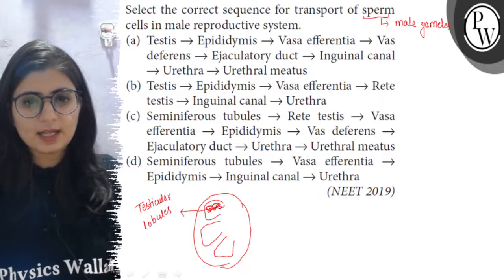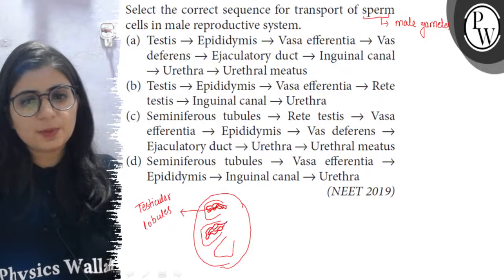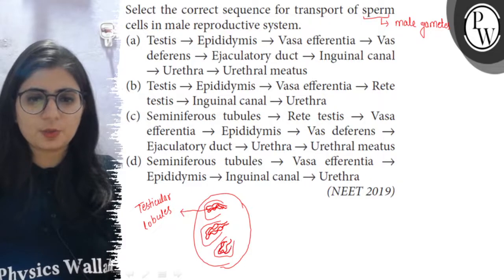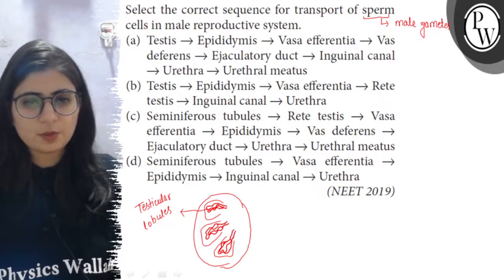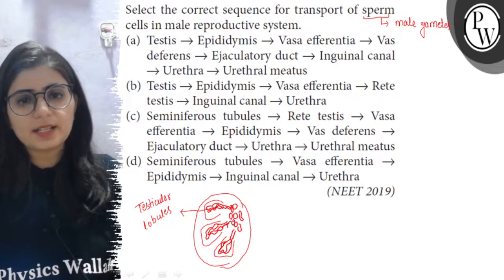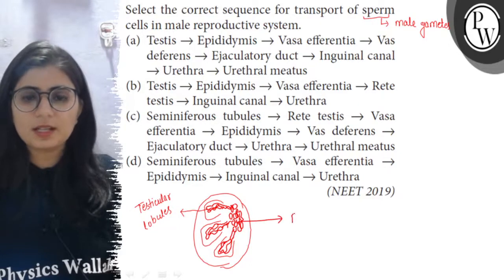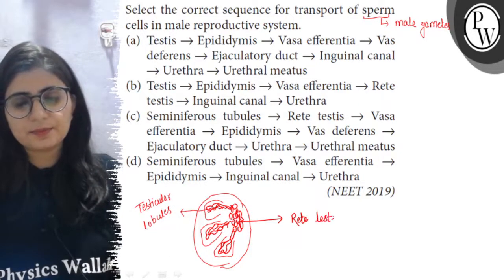So these highly coiled tubes are called the seminiferous tubule, and the seminiferous tubule is the site where sperms are formed. So the site of sperm formation is the seminiferous tubules. These seminiferous tubules open into a network of tubes. This is representing the network of tubes, and this network is called Rete testis, a network of small tubes.